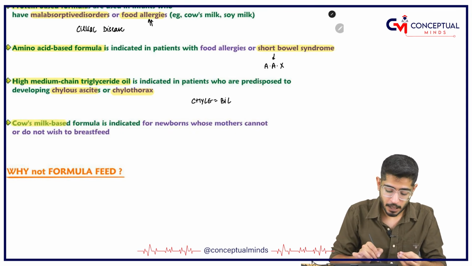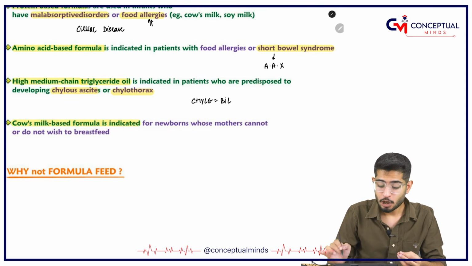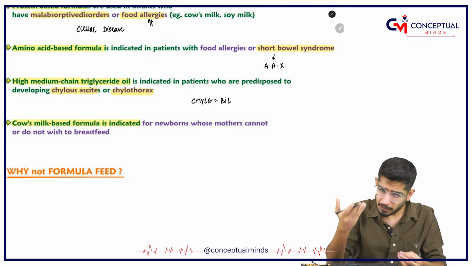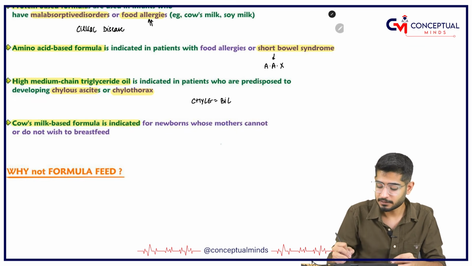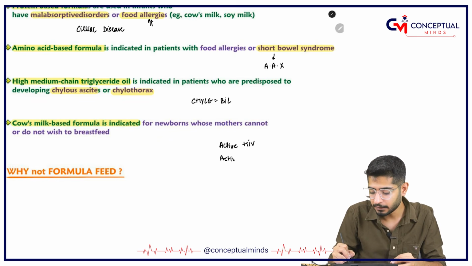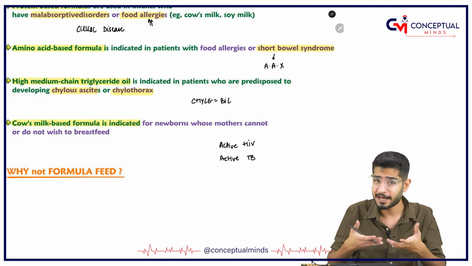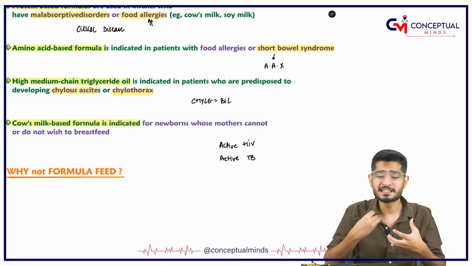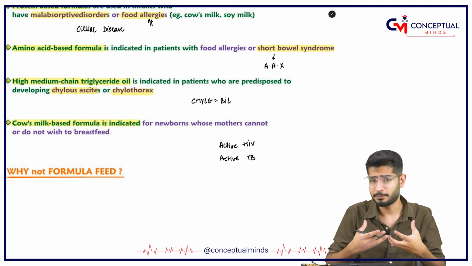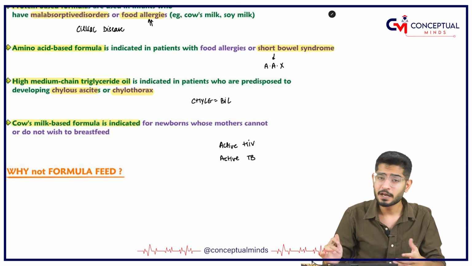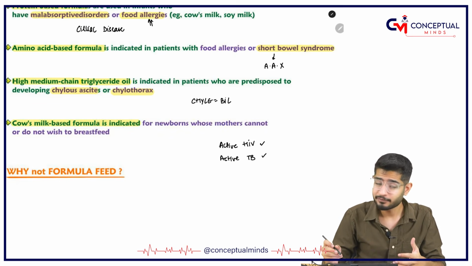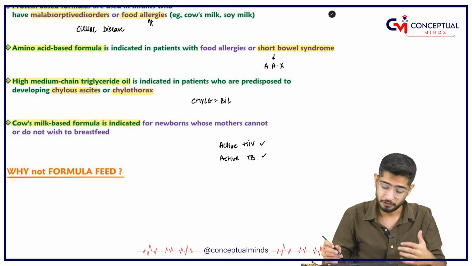Now cow's milk based formula is indicated for newborns whose mother can't breastfeed. For example, if the mother has active HIV or active untreated TB, of course she can't give the breast milk either directly, or even express the breast milk out of her breast, and she can't give that breast milk to the baby because it might contain HIV or TB. So what to do? You have to give formula feed, and in formula feed you have to prefer cow milk.